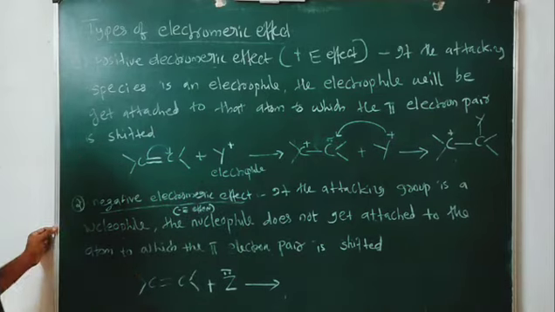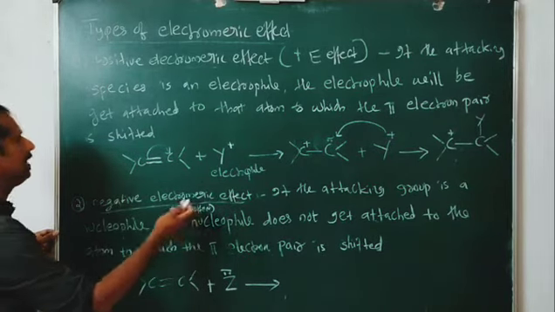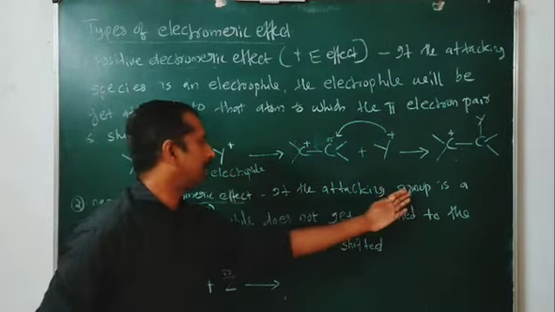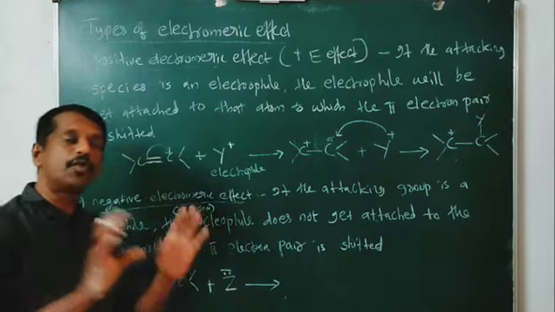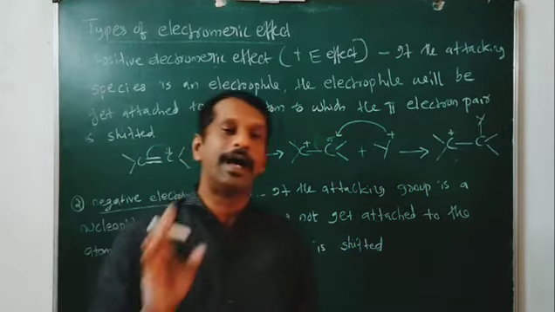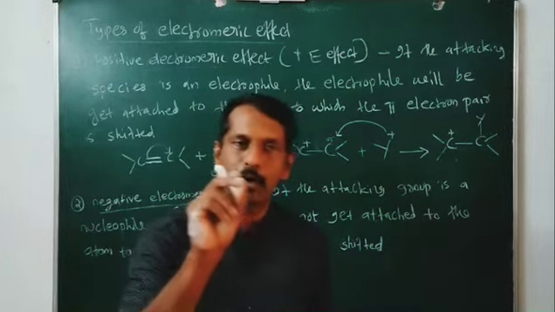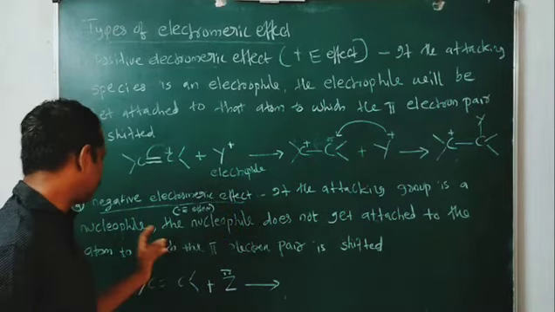Now, the second one is negative electromeric effect, or minus E effect. What do you mean by minus E effect? If the attacking group is a nucleophile, what do you mean by nucleophile? A nucleophile means a negatively charged species, or one that has a lone pair of electrons. That type of species is known as a nucleophile.